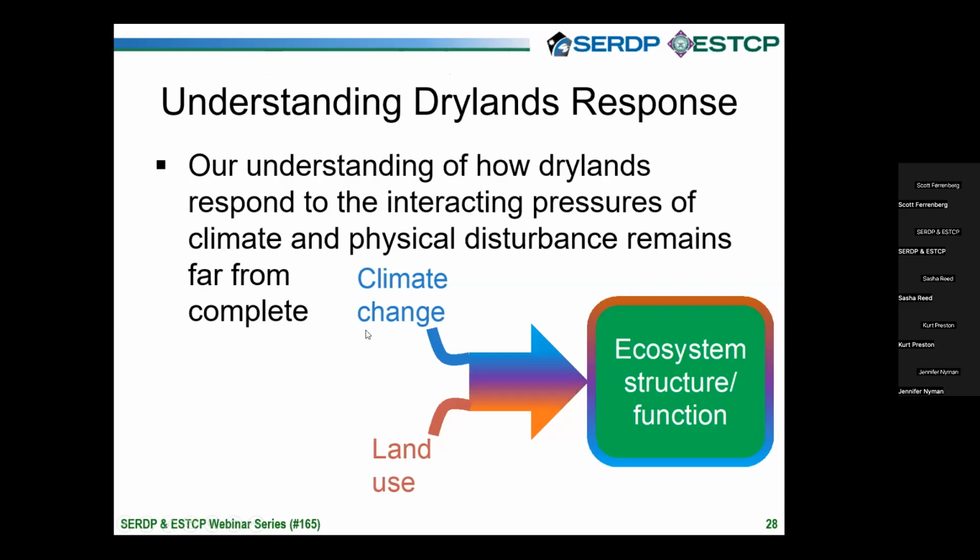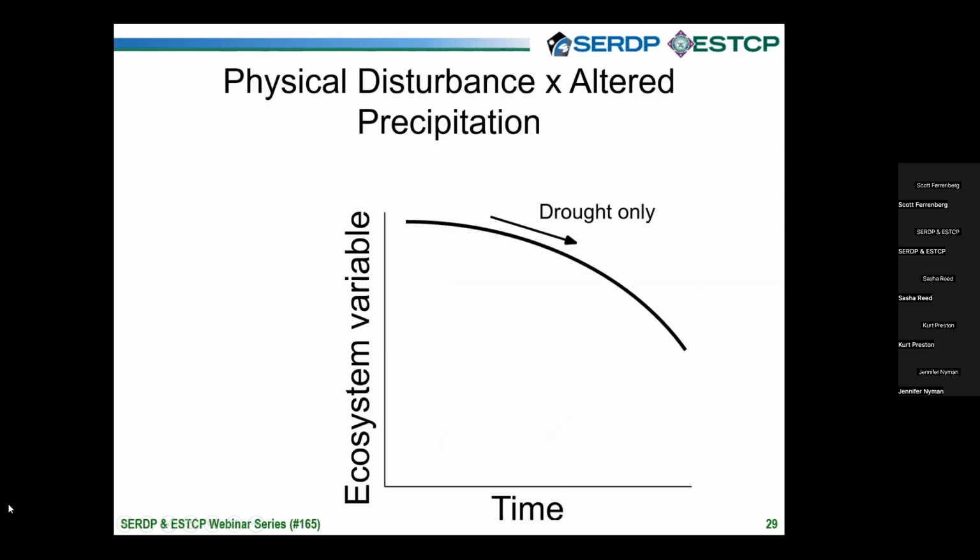So we often study climate change in drylands or land use in drylands, but we don't typically study them together. But it's really the synergies and the potential complexities of their interactions that could determine the services that our drylands provide and how those services might change when both climate and land use are occurring at the same time, the changes in those systems. And we have different ways we think that climate and physical disturbance could interact.